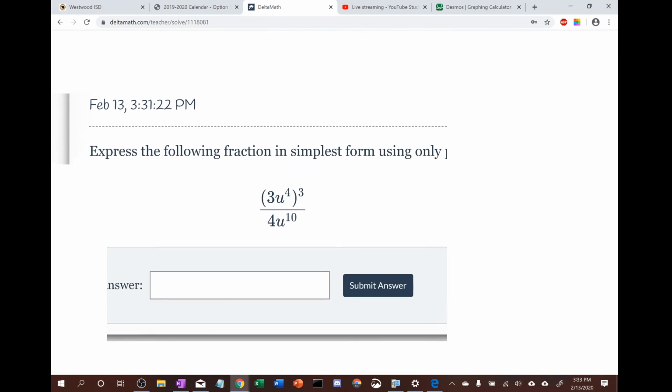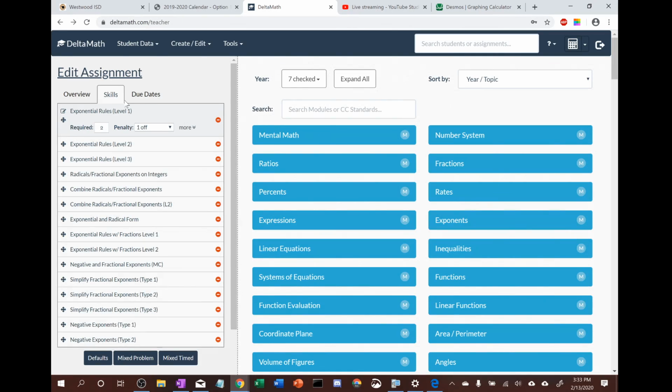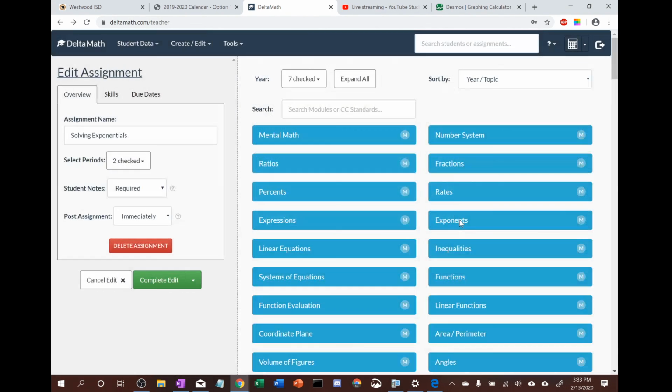And then if you have time, or if we have time on the other one, we could start solving exponentials.